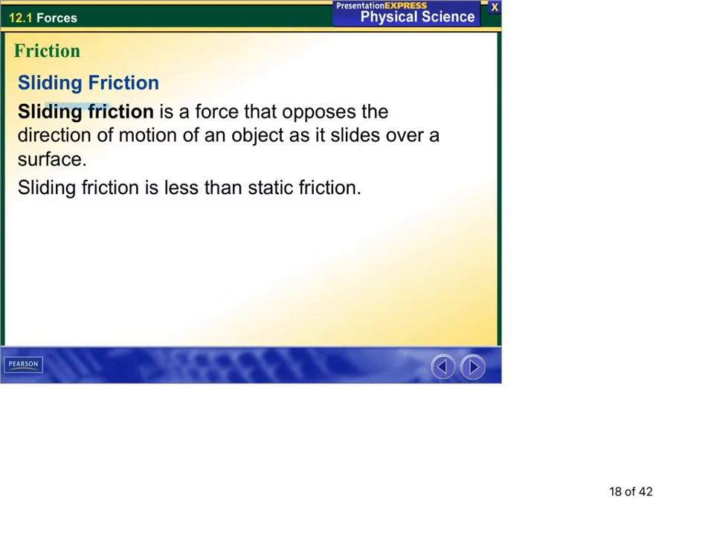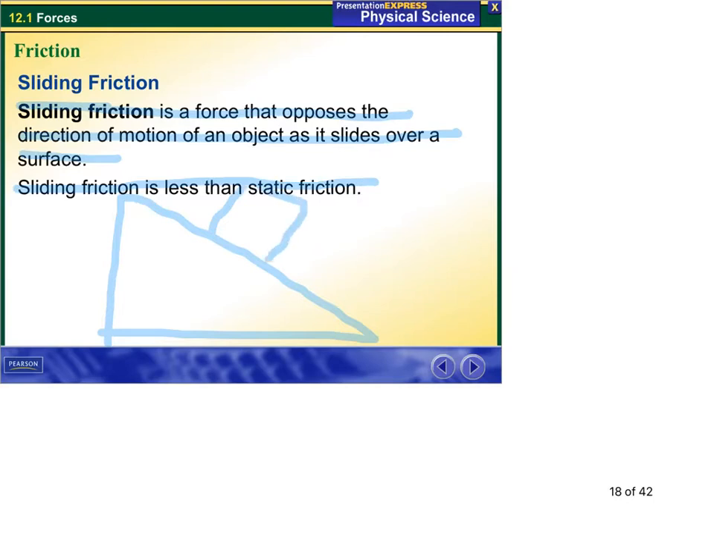Sliding friction opposes the direction of motion as it slides over the surface. Sliding friction will always be less than static friction. So, in the example I had on the preceding slide, if we make that ramp a little bit steeper, that thing's going to start to try to move down the ramp. And as it's sliding down, it's got its force of weight going down, and it has a little sliding friction trying to make it go slower.